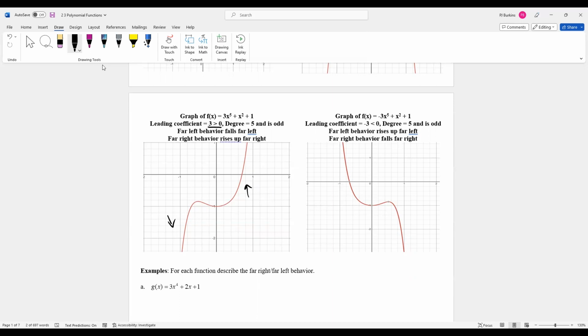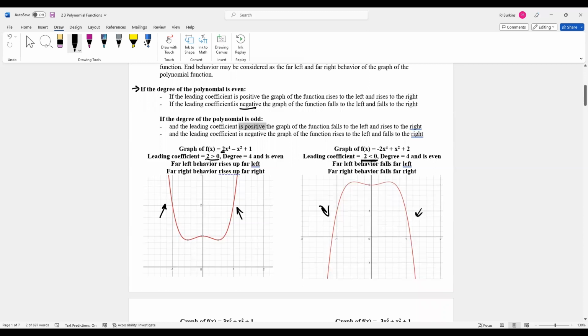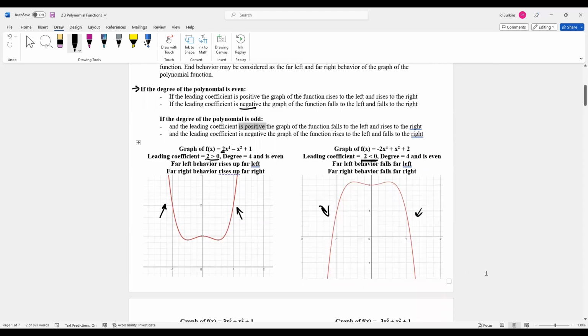If the leading coefficient is negative, like the situation to the right here, you'll see that the far left of the function's behavior rises and the far right falls. So in the next couple examples, we're going to go ahead and use this information about the leading coefficients and whether functions are even and odd, and just try to determine what's the behavior to the far left and far right.